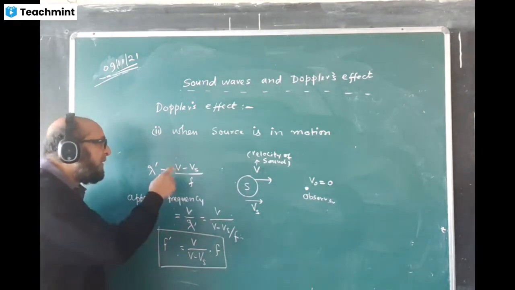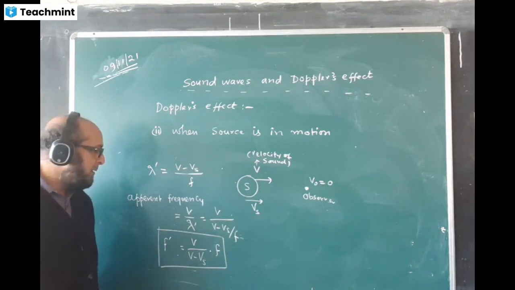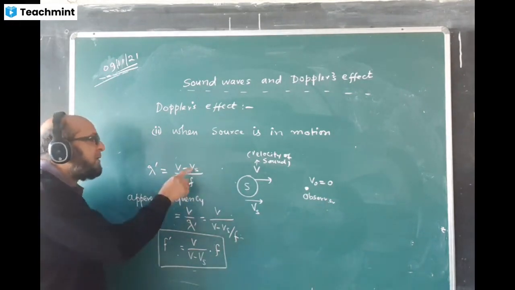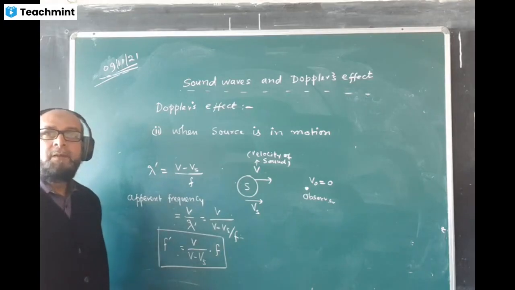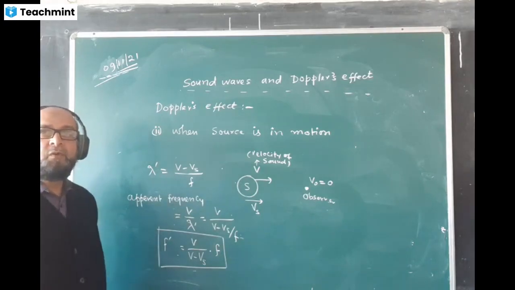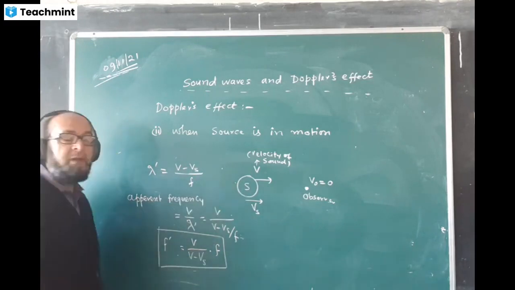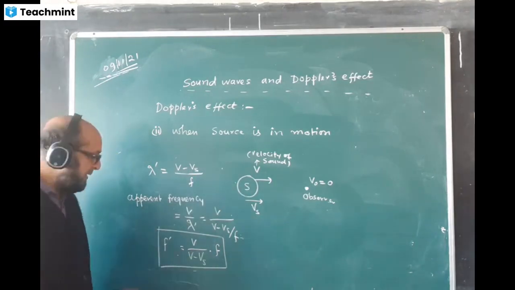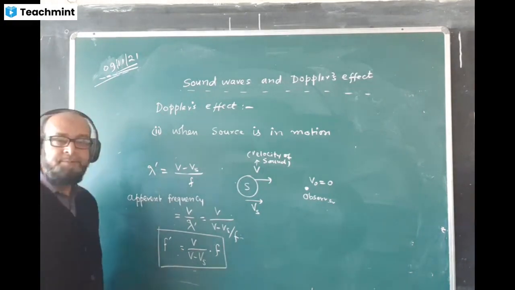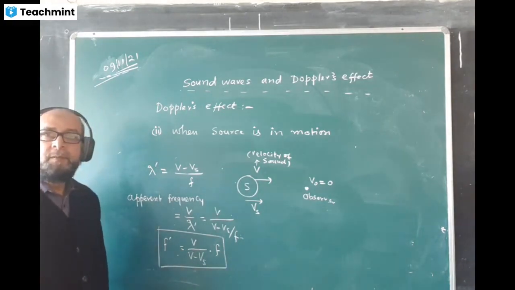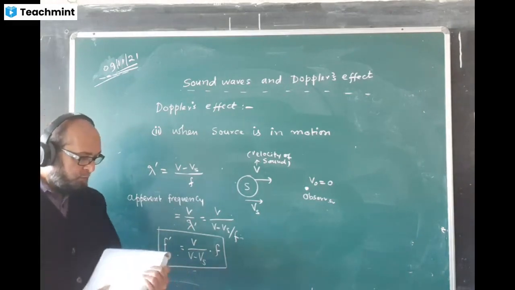In this formula, what is V? V is always the velocity of sound. And Vs is the velocity of the source, and f is the actual frequency of the sound emitted by the source. And this f dash is the apparent frequency. This is the second formula. Okay? Please check and let me know.